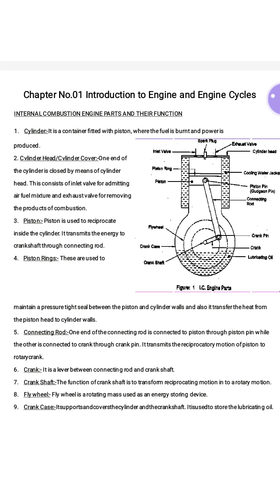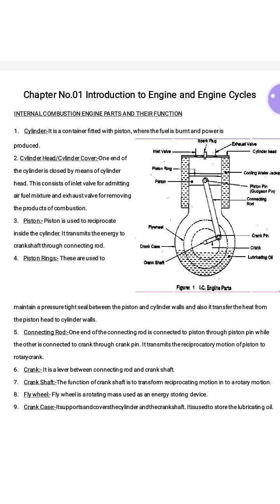In an internal combustion engine, the main components are, first, the engine cylinder. The engine cylinder is a vertical container which is fitted with a piston. This cylinder guides the piston for its reciprocating motion. The cylinder is generally made of cast iron. So this is one of the main components of the engine, that is, the engine cylinder.